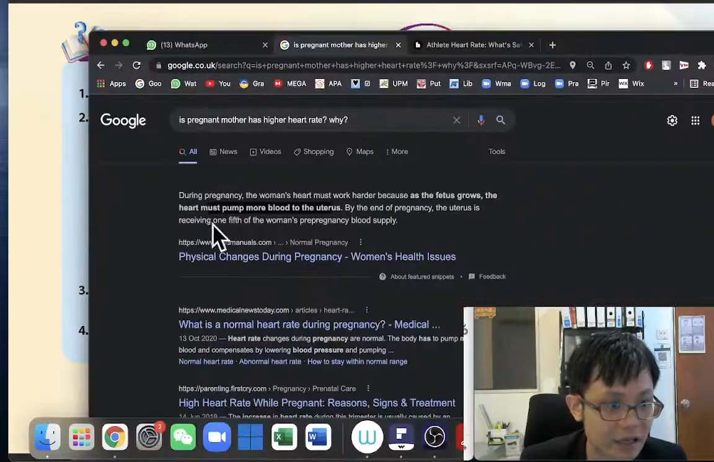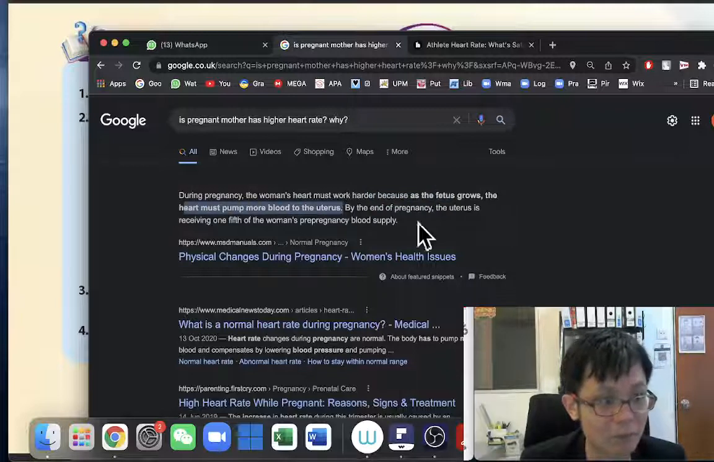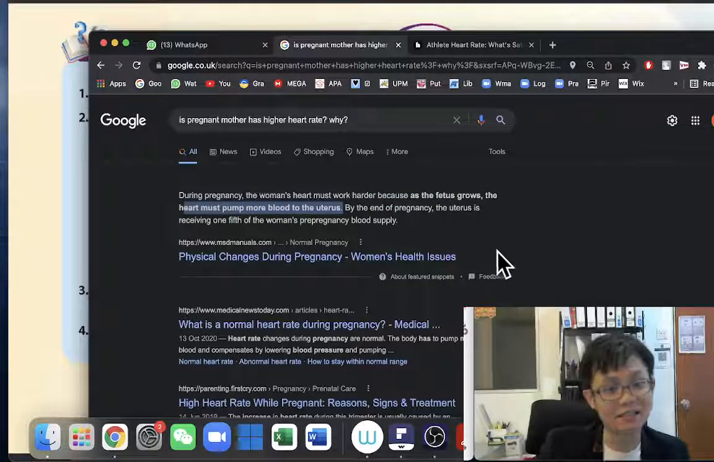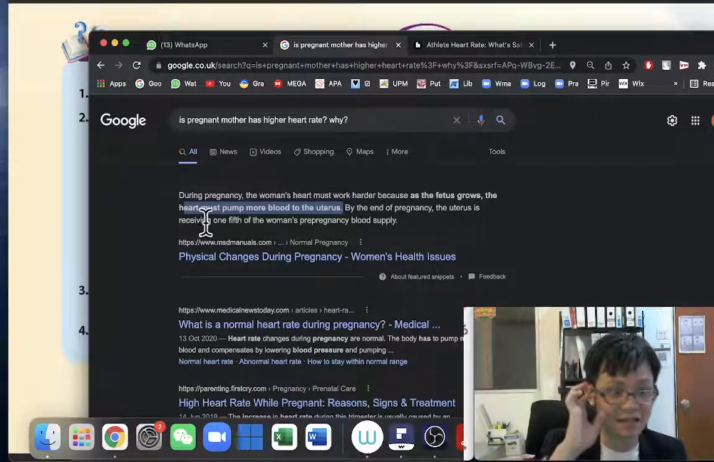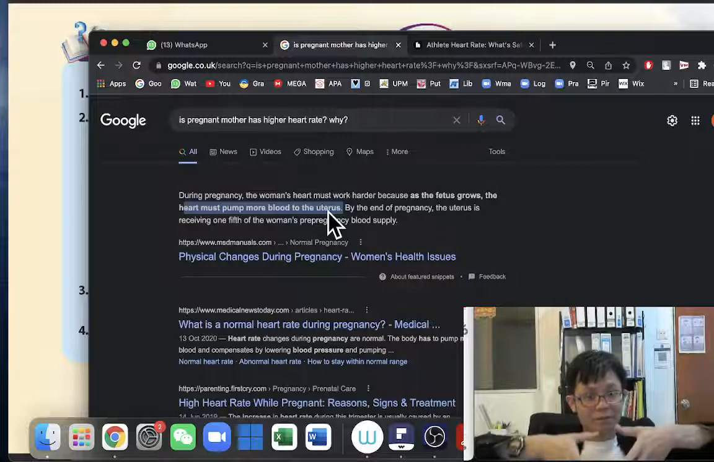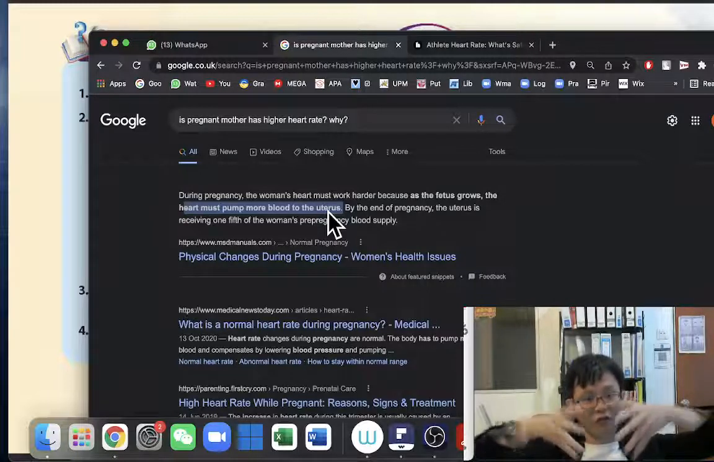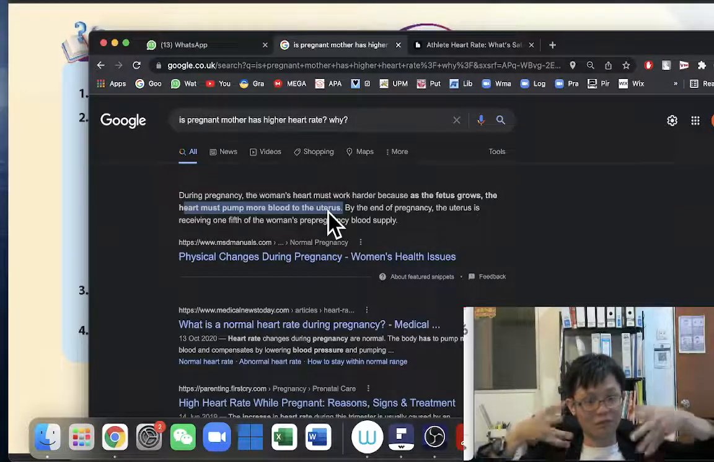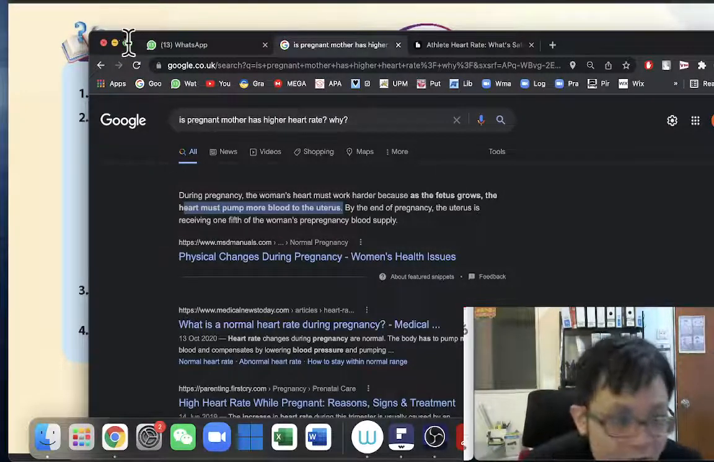Just copy this one lah. During pregnancy, the woman's heart works harder as the fetus grows because the heart needs to pump more blood to the uterus. Just write like this lah. Make it simple lah. The uterus means the place for the baby, the lower part of the female body. The uterus is a place to put the baby. Okay.